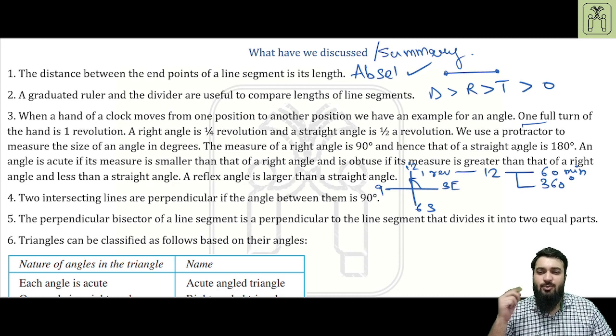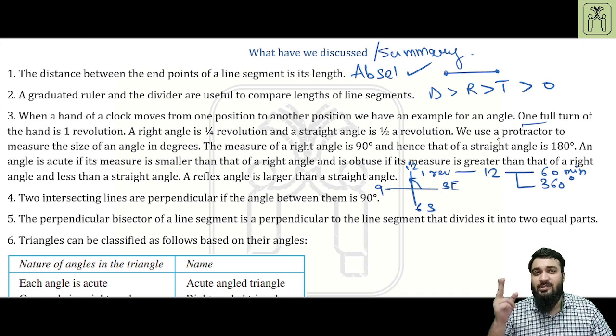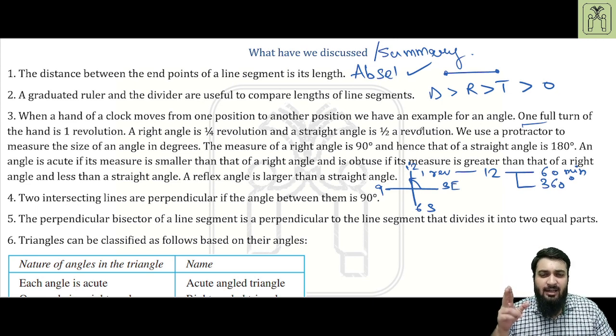ठीक है, we use a protractor to measure the size of the angles. That also we studied, how to use a protractor, how we can measure the angles from both the sides of the protractor, and what are the two essential points to be remembered while measuring angles using a protractor. The measure of a right angle is 90 degrees.